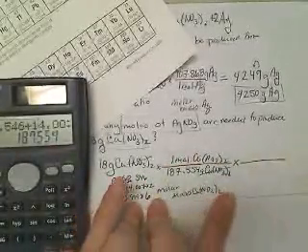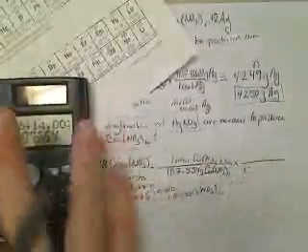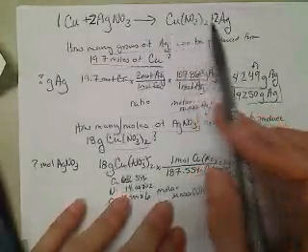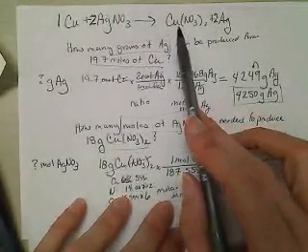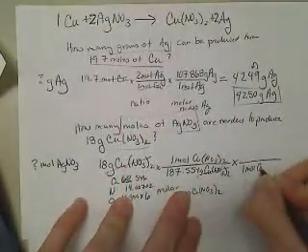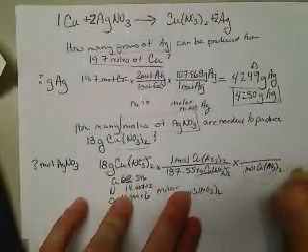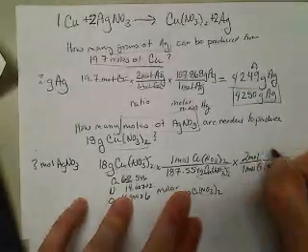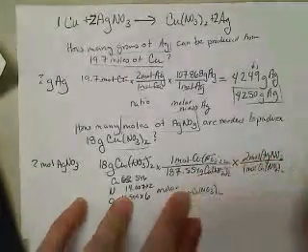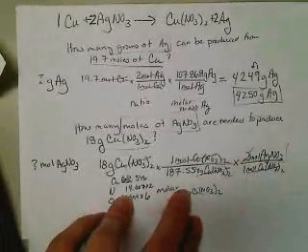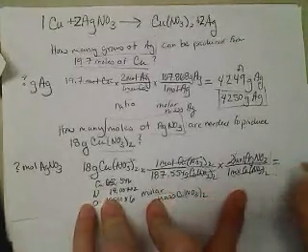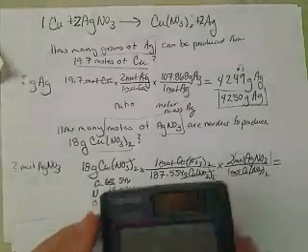Grams cancel, grams cancel. I'm now at moles, so I need to look at my balanced equation. And I know that since I'm at moles of copper nitrate, for every 1 mole of copper nitrate, I get 2 moles of silver nitrate. So every 1 mole of copper nitrate, I get 2 moles of silver nitrate. So moles here cancel, moles here. My units are now moles of silver nitrate, which is what I was looking for. So let's go ahead and get the answer. So multiply everything across the top, divide by the bottom.